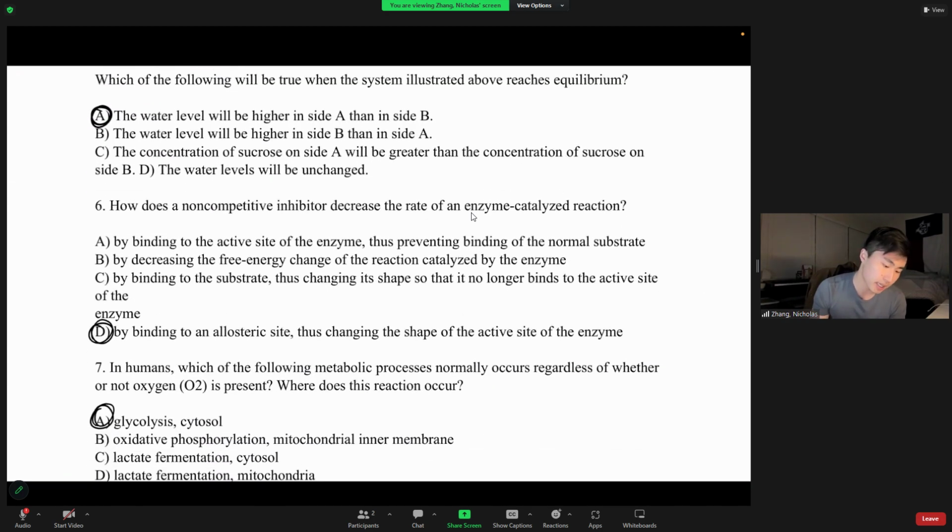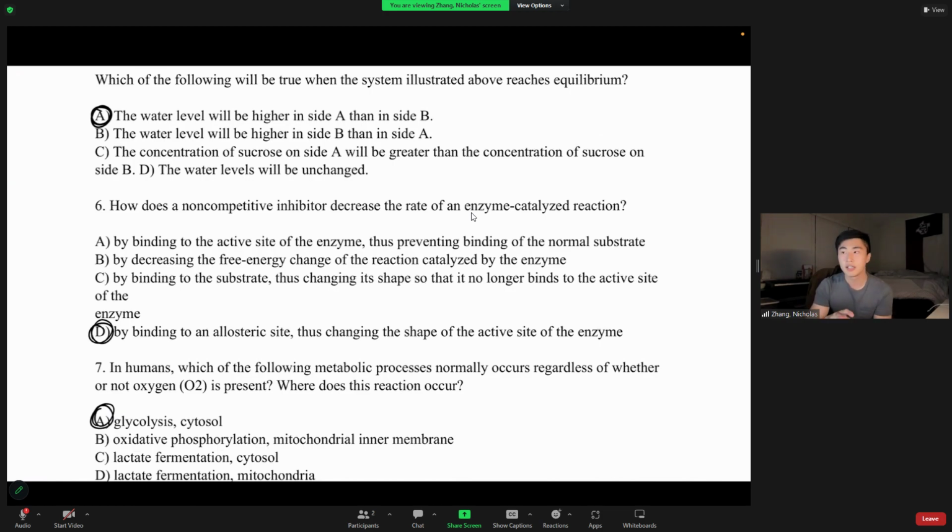Cool. Number six, how does a non-competitive inhibitor decrease the rate of an enzyme-catalyzed reaction? Basically, the difference between competitive and non-competitive inhibitors is where the inhibitor binds. For example, competitive inhibitors compete for the active site in an enzyme. Think of it like on an enzyme, you have a designated spot that a substrate will bind to, and that's called the active site, right? Competitive inhibitors will compete for that site by binding to it and then blocking activity by not allowing the substrate to bind to it because it's already there. That's the basis of competitive inhibition.